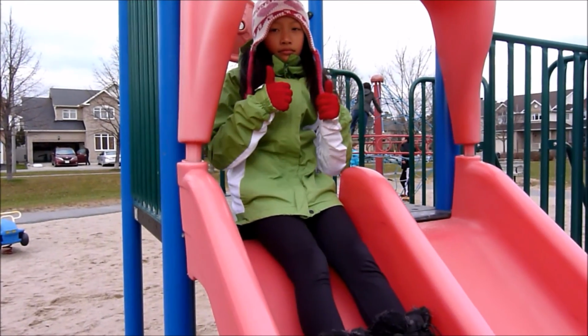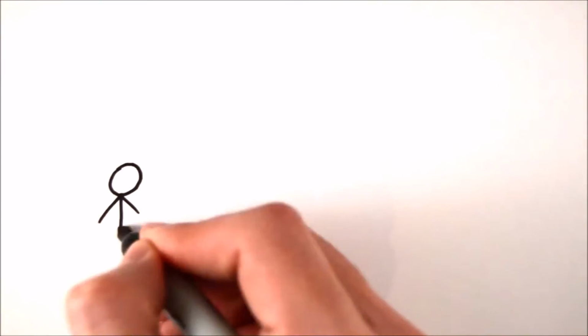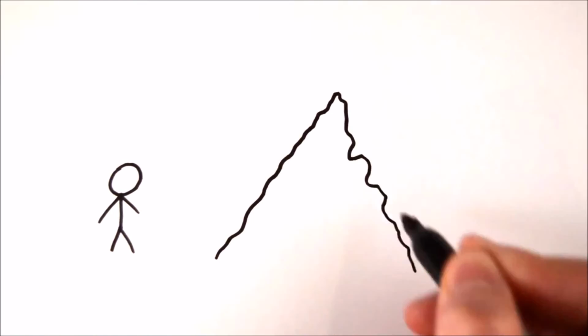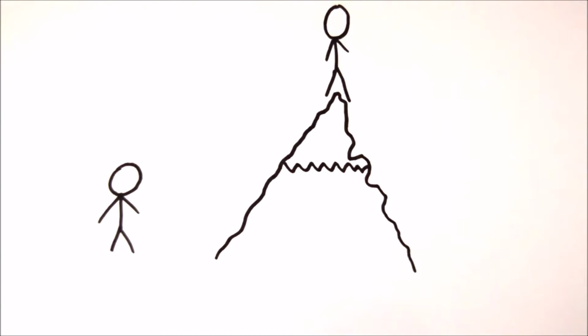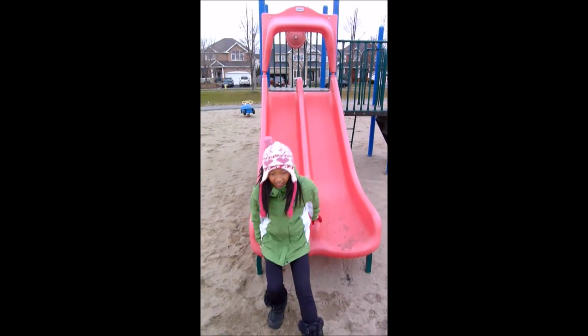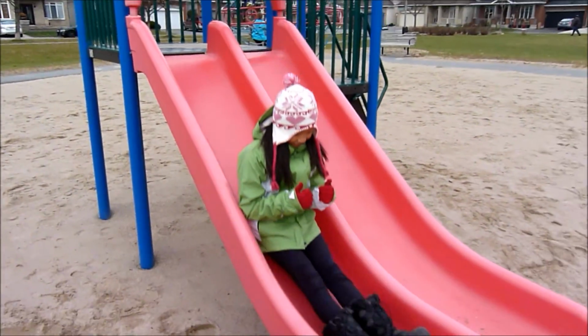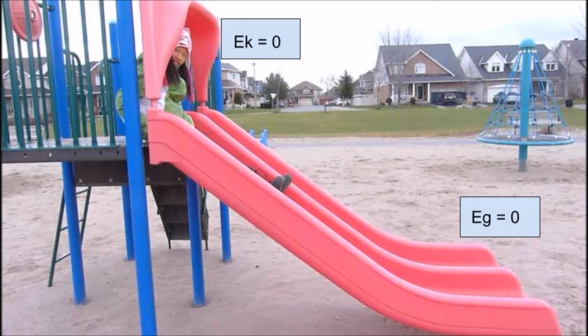When my sister is just sitting on top of the slide, she has gravitational potential energy. Gravitational potential energy is the energy stored in an object as a result of its height. These objects have the potential of falling. In my case, my sister has the potential to slide down. As she slides down, the energy is converted into kinetic energy. On top of the slide, kinetic energy is 0, and at the bottom, gravitational potential energy is 0.